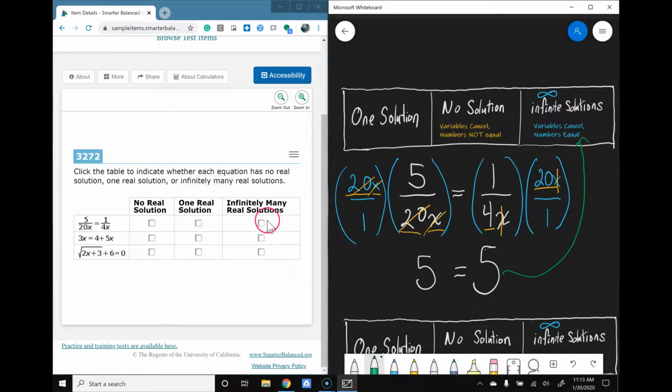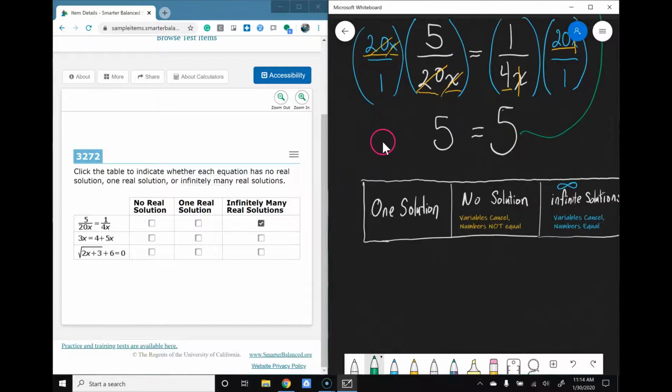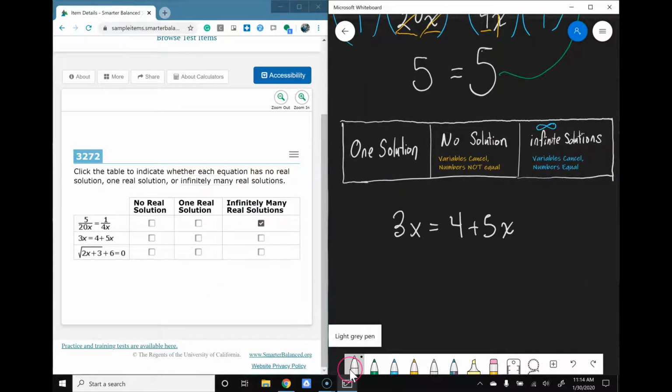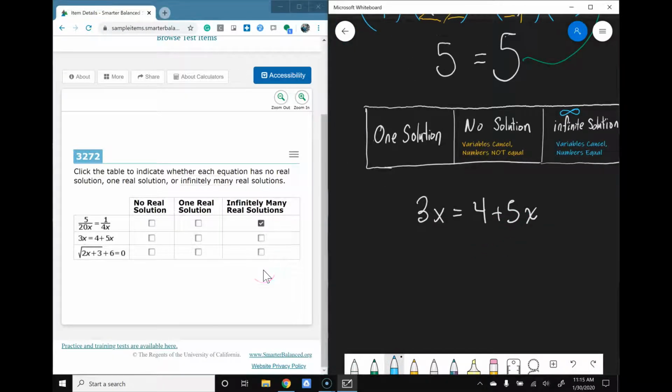We can come over here to our table, find the row with this equation, and click infinitely many real solutions. Let's continue with the next equation. In this equation, there is no fraction, so we do not need to multiply. So we move on to combining all of the x terms onto one side of the equation. My first step to solve this equation will be to subtract 5x from both sides. That will remove the x term from the right-hand side, leaving x only on the left-hand side.